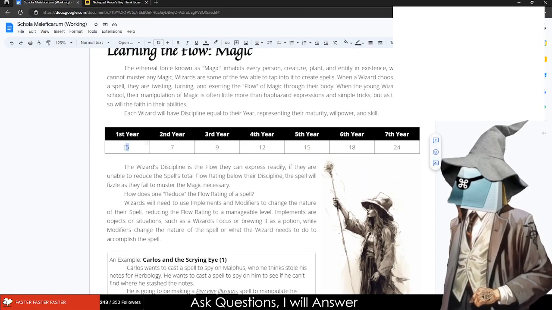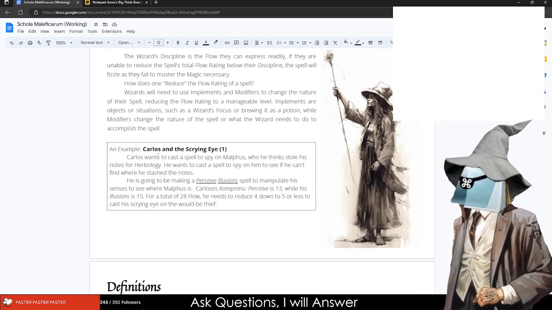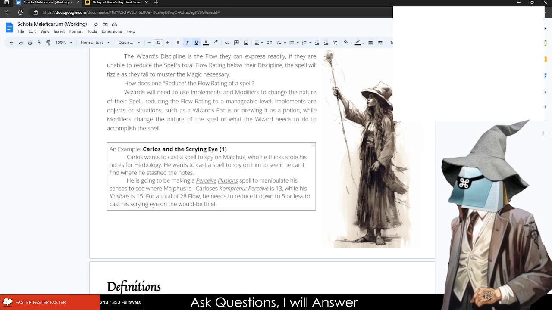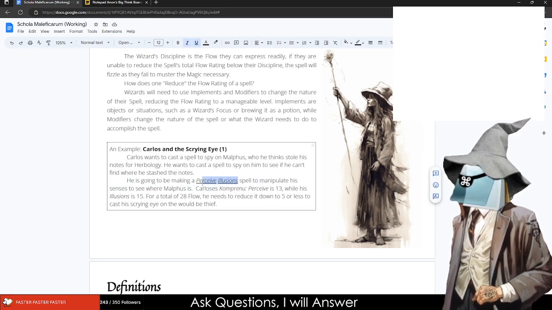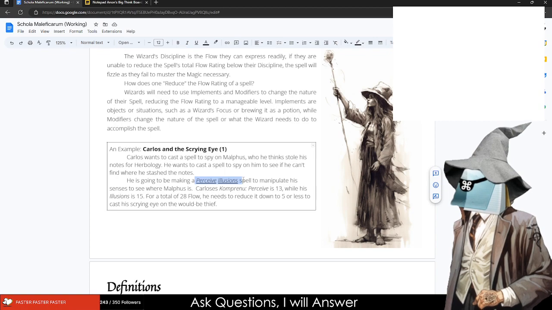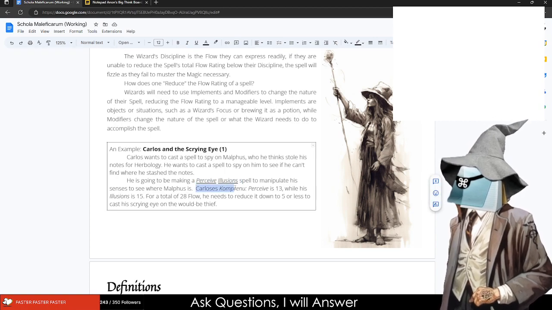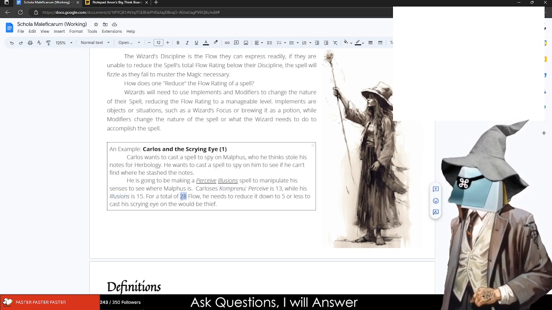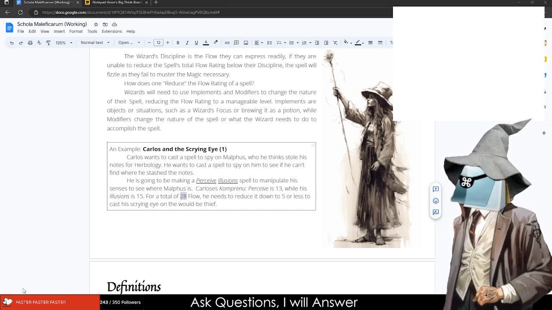The goal is to do this. Our example spell is right here. He wants to do a perceive illusion spell. He wants to scry on someone he doesn't like very much. And to do that perceive illusion spell, he's going to take his comprendo, you see here, because he wants to perceive it, and then he's going to take illusions, which is 15, to a total of 28. He needs to reduce this down by 23 points. How does he do it? Well, we're going to find out.